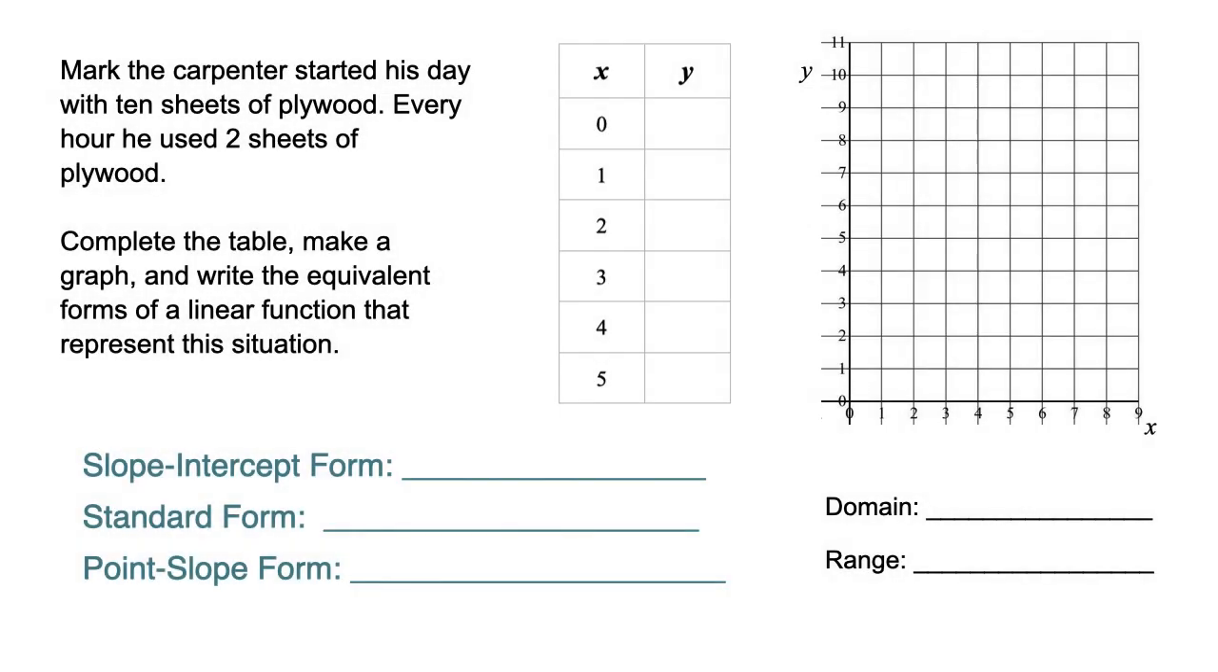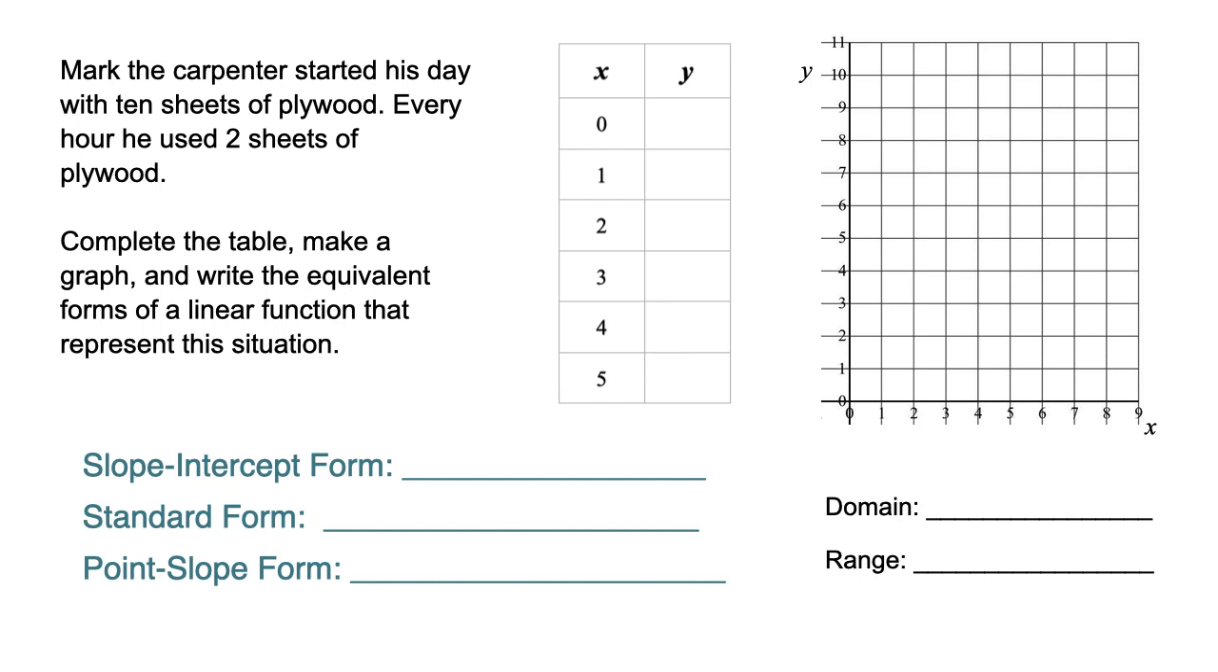Mark the carpenter started his day with 10 sheets of plywood. Every hour he used 2 sheets of plywood. Complete the table, make a graph, and write the equivalent forms of a linear function that represent this situation.